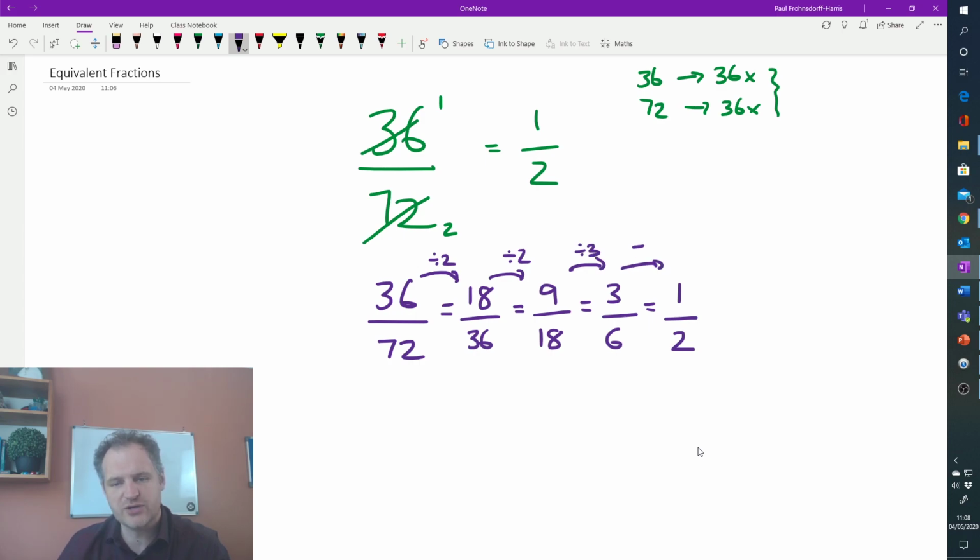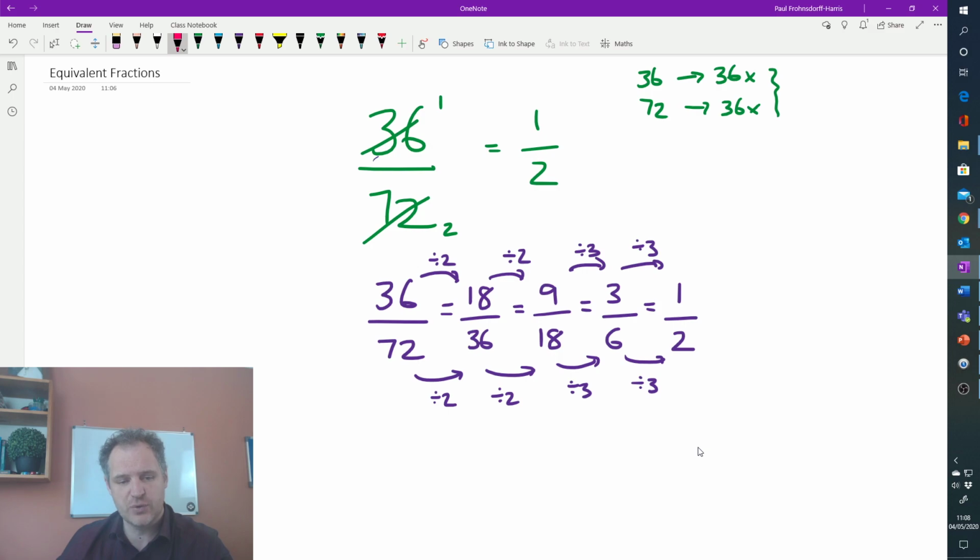But with equivalent fractions, I'm only allowed to do it if I do the same on the bottom as well. I have to match the top, otherwise it's not equivalent anymore. You've got to do the same as you do on the top as you do on the bottom, otherwise they're no longer the same. This means that 36 over 72 is the same fraction as a half. So you can see one way of doing it is to find the biggest number that goes into them both. The other way of doing it is to keep halving or dividing by any number, but as long as you do the same to both numbers. You can skip some as well if you want.